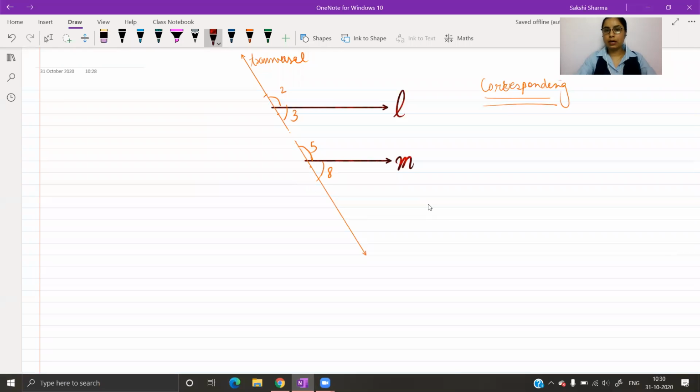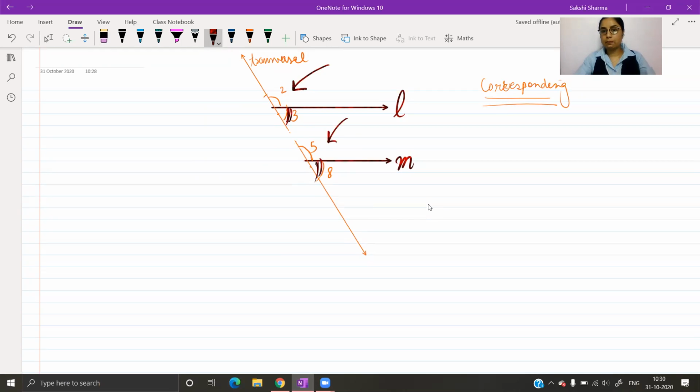You want to pair them up so that they are not forming a linear pair. So 2 will be paired up, not with the next angle, but with 5. You have to skip one in between. You have 4 angles, 2, 3, 5, 8. Don't take the one that comes next to 2, take the one after that. And then 3 will be paired up with 8. These are the pairs of corresponding angles.